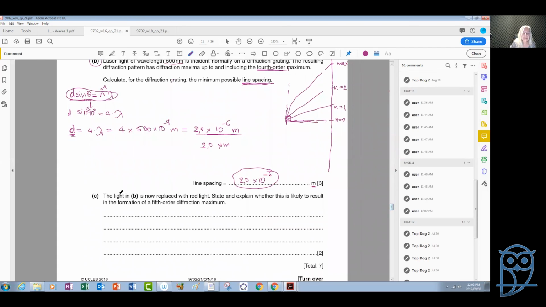This light now, the light in B, which was 500 nanometers, is now replaced with red light. State and explain whether this is likely to result. Oh, it's 12 o'clock. We can continue next week because this is quite an important question. If they give you gratings or double slit experiments, perhaps they will ask you to compare what happens when you change the color of light, because the pattern that you see sometimes becomes broader or narrower, depending on the wavelength of the light.